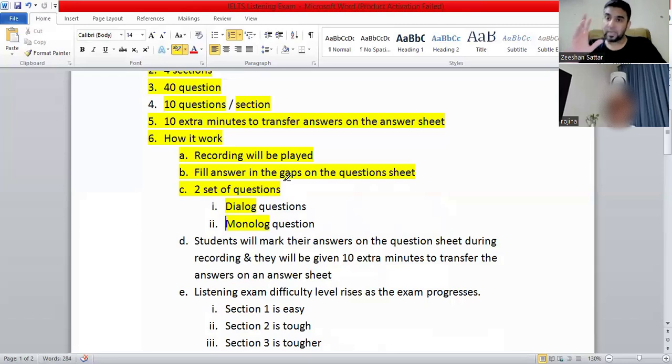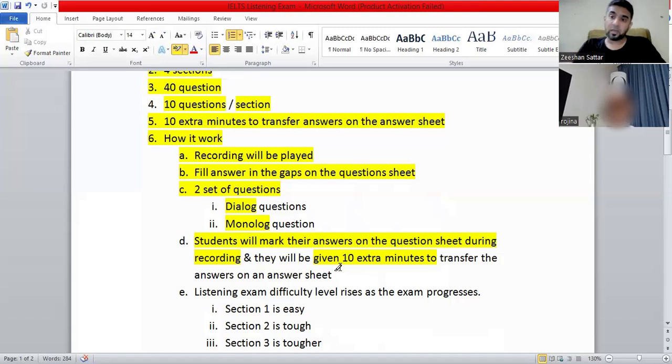But to make things more understandable for my students, there is a very clear guideline that two sets of questions can appear in the exam. One set of questions is in the monologue pattern, the single voice, and the second set of questions is in two voices, and that is known as the dialogue questions. Students will mark their answers on the question sheet during the recording, and 10 extra minutes will be provided to them to transfer their answers to the answer sheet once the recording is over.